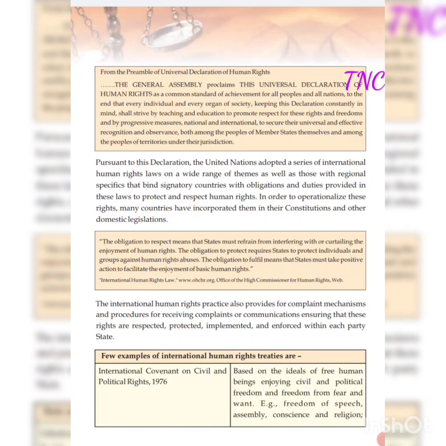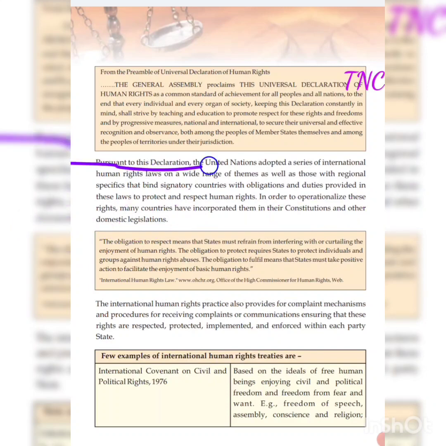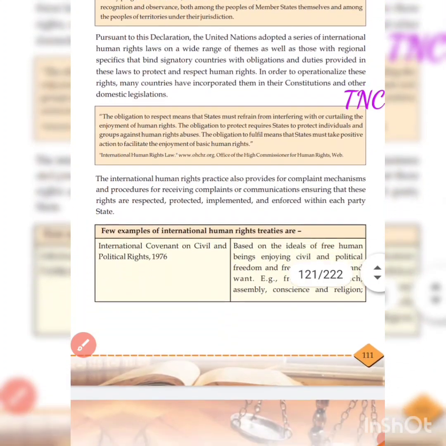In order to operationalize these rights, many countries have incorporated them in their constitutions and other domestic legislations. Now, there are various countries जो चाहती थी कि हम ऐसे ह्यूमन राइट्स को अपनी कंट्री में भी इम्प्लीमेंट करें, तो उन्होंने क्या किया, उसको अपने कॉन्स्टिट्यूशन या अदर जो रूल बुक्स हैं उनकी रिस्पेक्टिव कंट्रीज़ की, उसमें इन प्रिंसिपल्स को, इन डिक्लेरेशन के कुछ प्रिंसिपल्स को इंक्लूड किया.